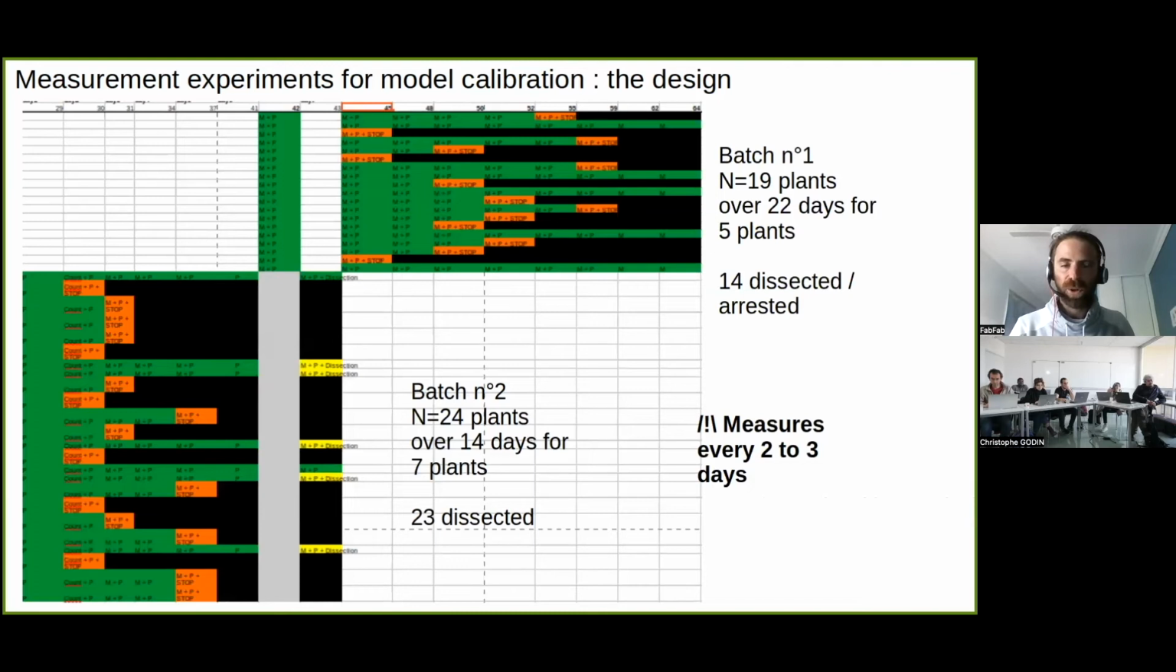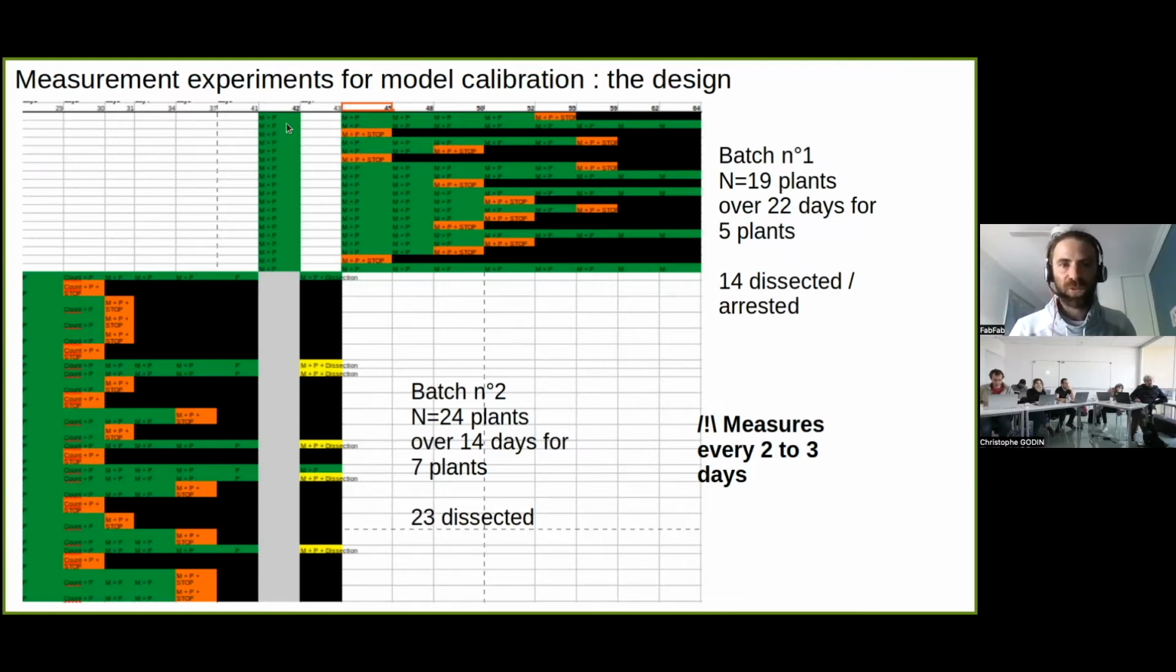Okay, so what I did so far was 2 experiments. Here you see a way of representing it, and I will explain how it goes. So here is a batch. Each line is a plant, and each column is a day of observation. And you see that I have 2 batches of experiments.